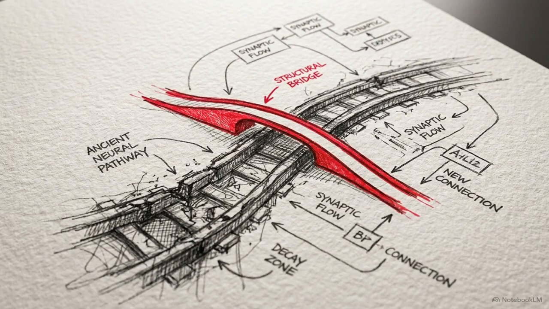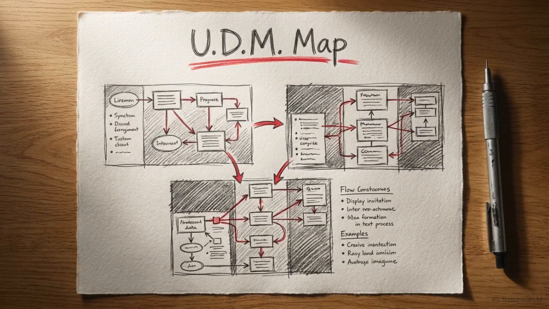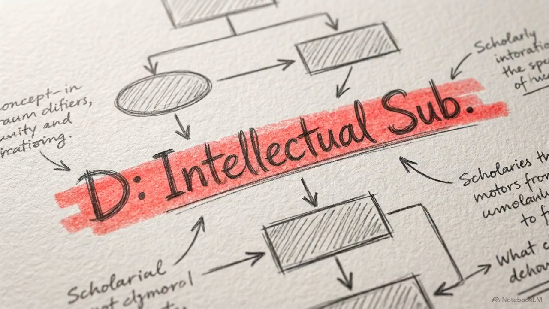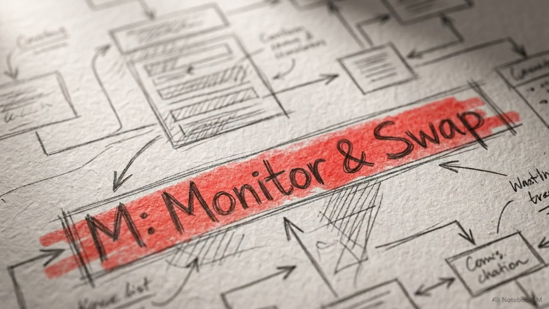Early failures are a requirement of the learning process. Persistence is how you dig new neural pathways and overwrite the old tracks. Review the paper in front of you. You now possess a complete UDM map. You have identified the sensory cause, established the intellectual replacement, and set a monitoring strategy.